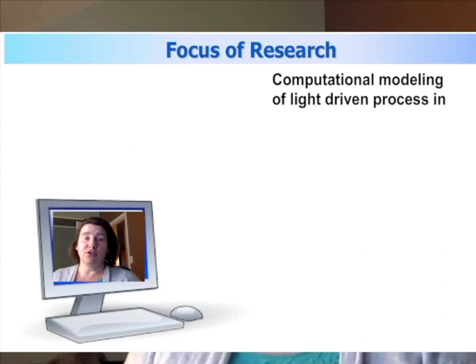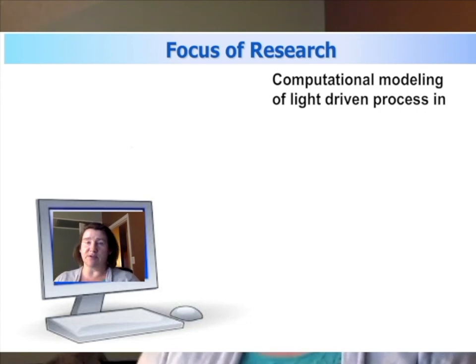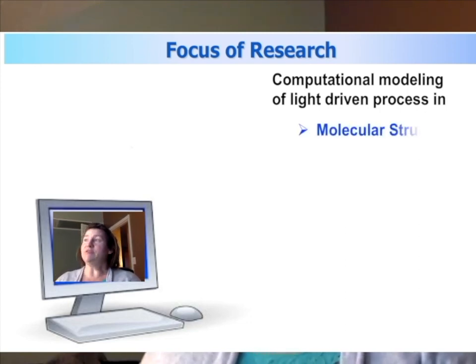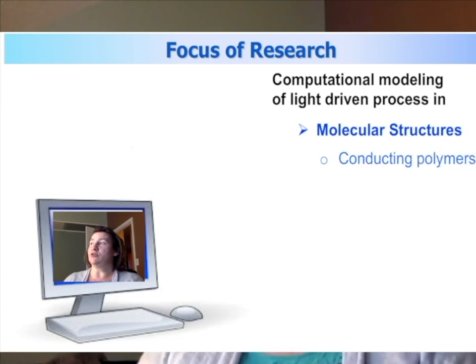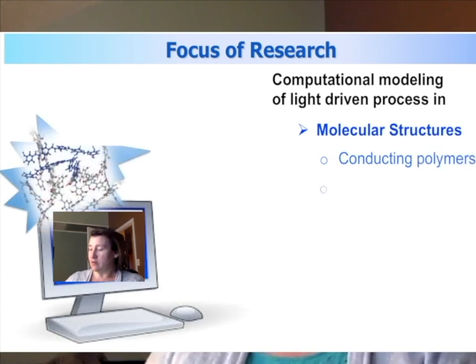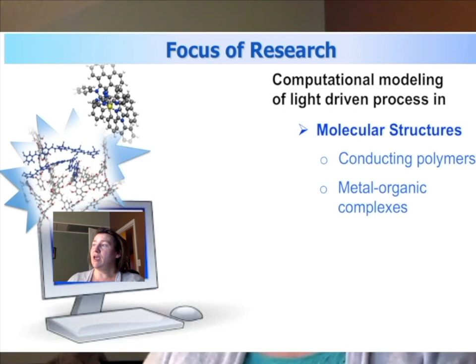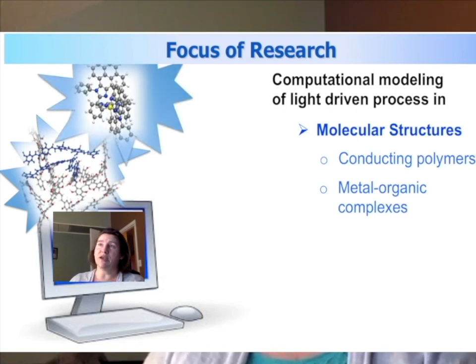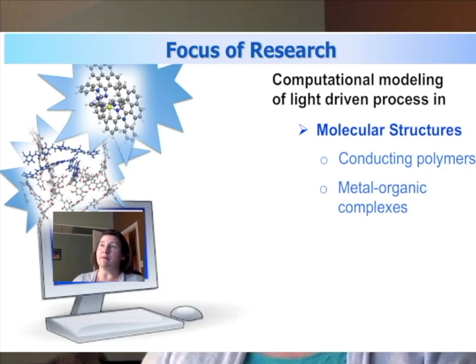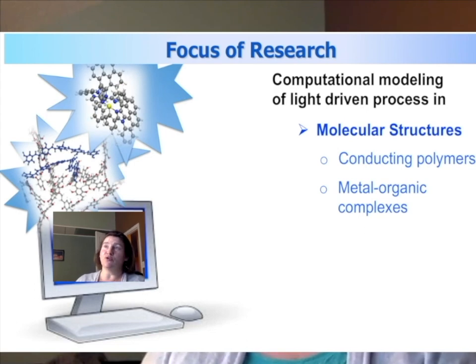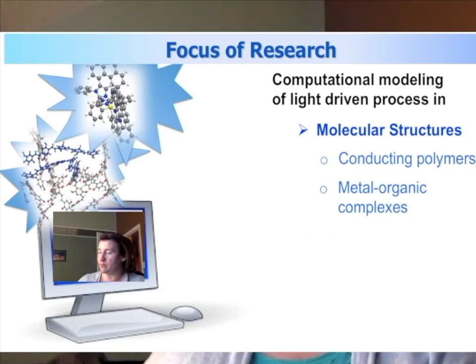So our research is focused on computational modeling of light-driven processes in different materials. In particular, we consider two classes of materials: molecular structures, such as conjugated polymers or conducting polymers, and also metal-organic complexes. And I will have a little bit more details about metal-organic complexes in my next slide. This is a work which will be assigned to students who will join our group for the summer research.